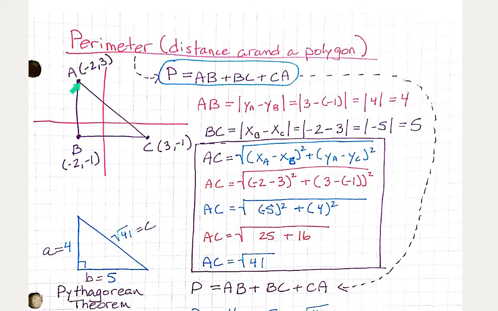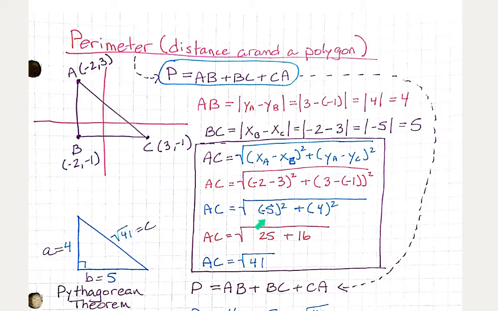The third side, however, is diagonal, and we can't count spaces on the diagonal, so we have to use the distance formula. We take the difference of the two x coordinates and the difference of the two y coordinates. Our x coordinates were negative 2 and 3. Negative 2 minus 3. The difference of the y coordinates, y sub a and y sub c, we've got 3, and we've got negative 1. So 3 minus negative 1. Then we just figure that negative 2 minus 3 is negative 5. 3 minus negative 1 is 4.